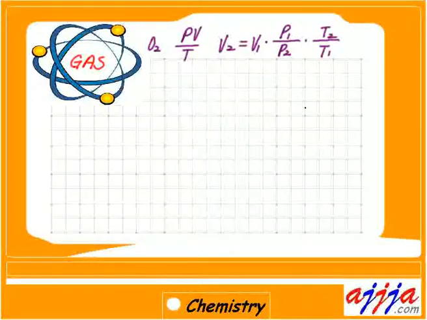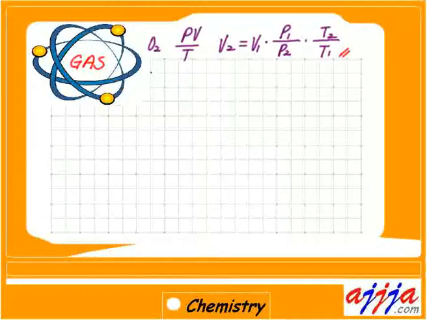This will help you a lot, so remember this one. V2, the final volume, is the initial volume times the pressure fraction times the temperature fraction.